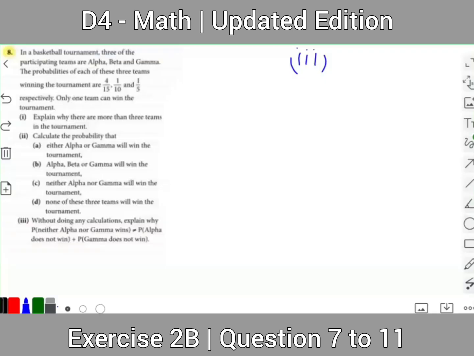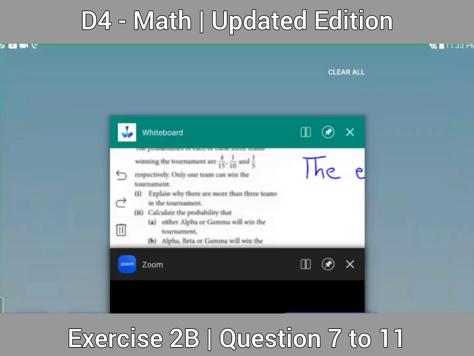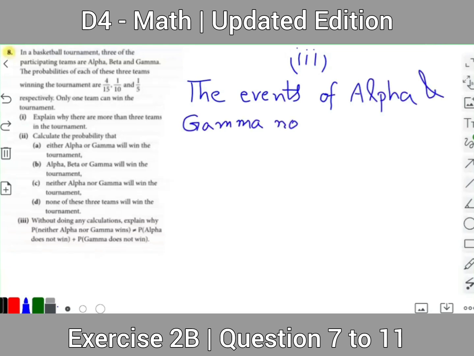Now in part 3, without doing any calculation, explain why the probability of neither alpha nor gamma winning is not equal to the probability of alpha not winning plus the probability of gamma not winning. The events of not winning are not mutually exclusive.